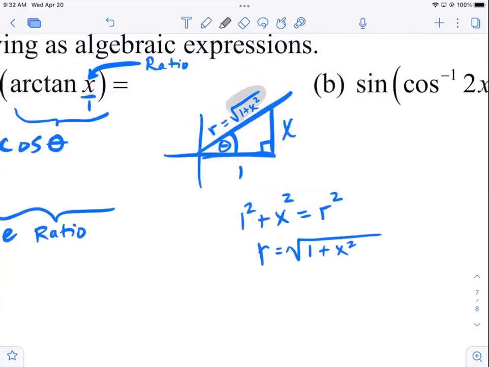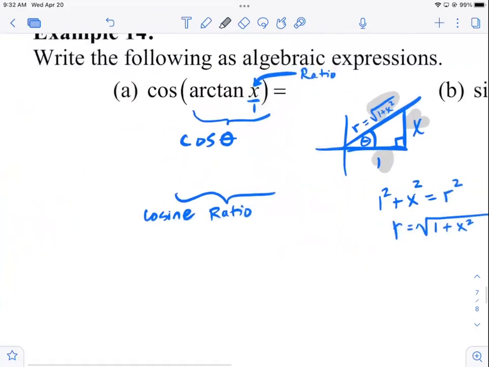And now that I have all 3 sides, I don't want theta. I want the cosine ratio. Well, what's the cosine ratio? It's adjacent over hypotenuse, or x over r. So it's 1 over the square root of 1 plus x squared, or x squared plus 1. Those are the same thing. The square root of x squared plus 1 is the same as 1 plus x squared under the root. Correct. And that's your answer.